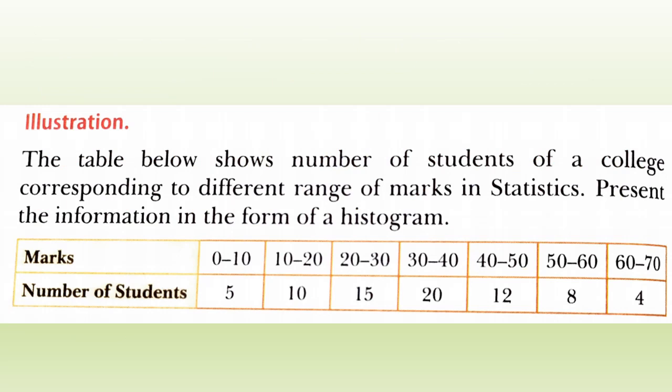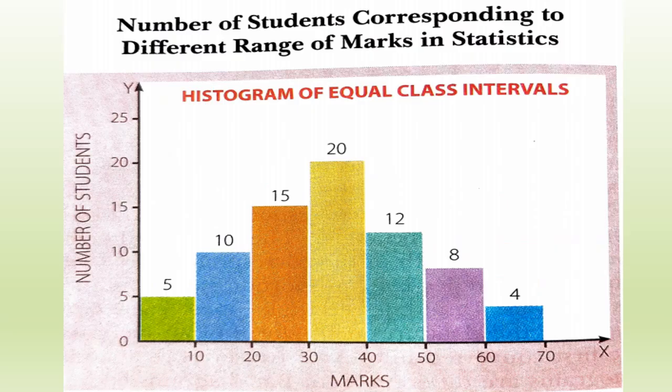So now we shall understand histograms with equal class interval through an illustration. The table below shows number of students of a college corresponding to different range of marks in statistics. Present the information in the form of a histogram. So these are the marks shown as class interval. You will notice that the class intervals are equal, that is of 10. These are the number of students. So the histogram will be like this. Number of students corresponding to different range of marks in statistics. Number of students are taken on y-axis and marks are taken on x-axis.